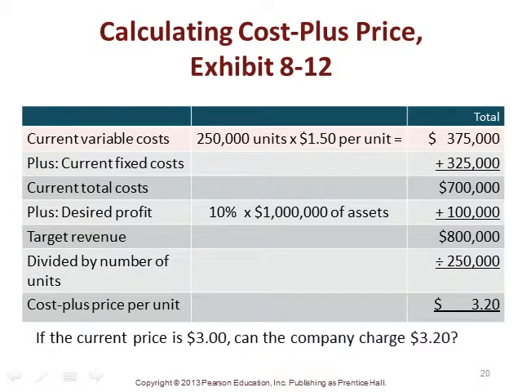And so here's an example of calculating a cost plus price from Exhibit 8.12. We start with our current variable costs, and we're given that they're 250,000 units at $1.50 per unit. So we know that our variable costs are going to be $375,000. We're given that our current fixed costs are $325,000, so our current total costs are $700,000. Again, we want to earn 10% of the $1 million of assets that it takes to generate this product. So we want to earn $100,000, which gives us target revenue of $800,000, divided by the 250,000 units that we can manufacture and sell, which gives us a cost plus price per unit of $3.20.